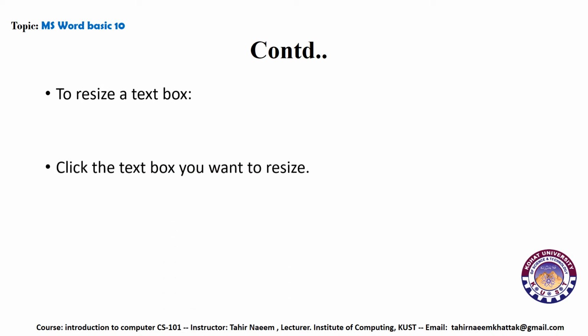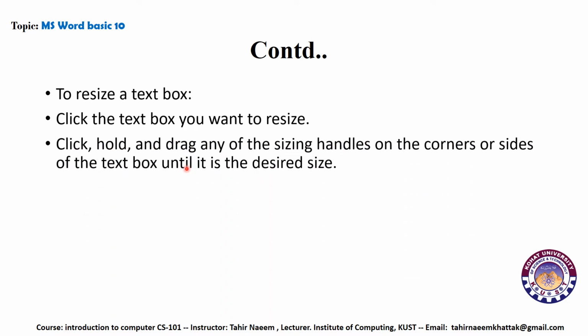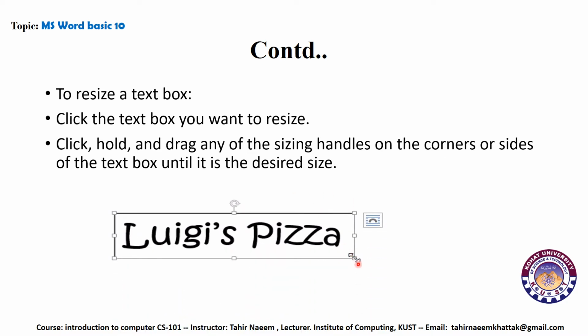To resize a text box, we will click on the text box we want to resize, and here we will apply the same rule. We will click on it, hold it, and drag the corner or side of the text box until it reaches our desired size. As you can see, whenever we go to the edges, this shape will appear, which means that we can increase or decrease the size. Whenever we want to decrease the size, we have to move the cursor toward the inside of the text box. Whenever we want to increase the size, we have to move the cursor outside.